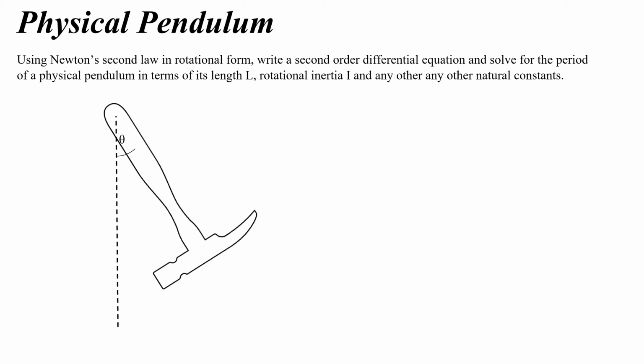So, using Newton's second law in rotational form, write a second-order differential equation and solve for the period of a physical pendulum in terms of its length, rotational inertia I, and any other natural constants. That just means G. Can't remember if I said that. Okay. So, Newton's second law in rotational form. There's going to be a net torque acting on this physical pendulum or hammer. And that will be equal to the moment of inertia I times the angular acceleration alpha.